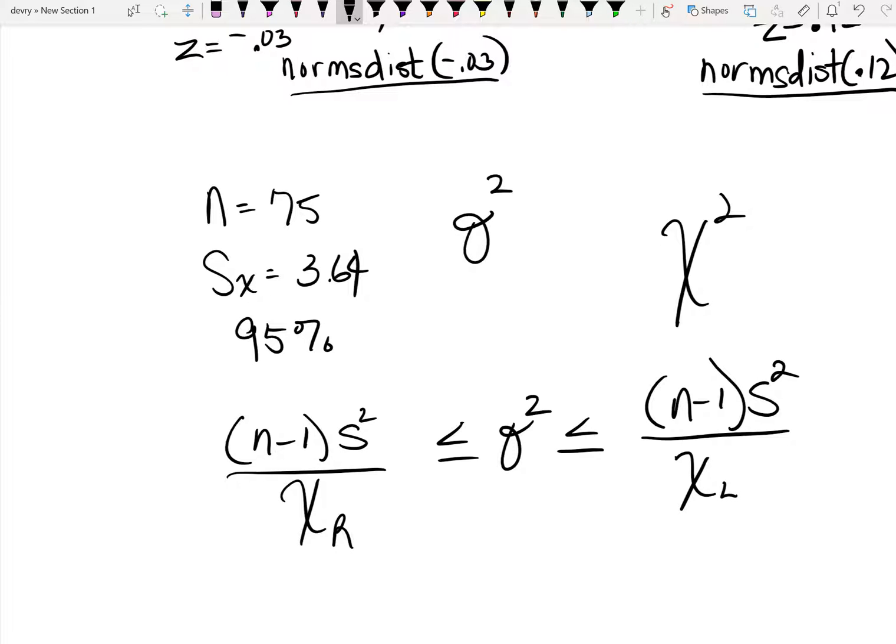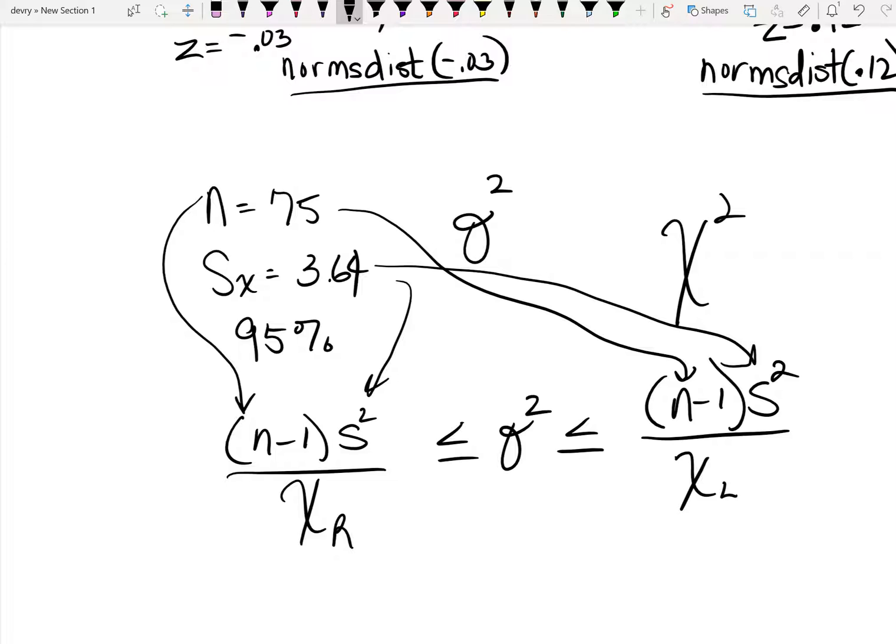So what you're probably asking is, since you already have n, you would substitute that into both of these parts of the formula. You already have the standard deviation, you just need to square it for both parts of the formula, and this is what you're looking for.